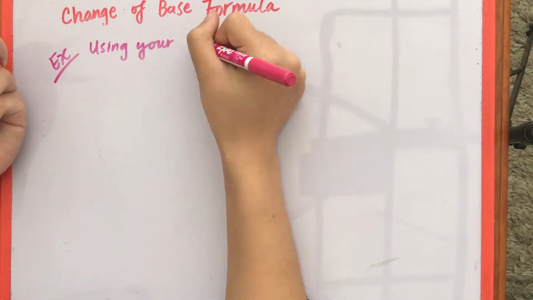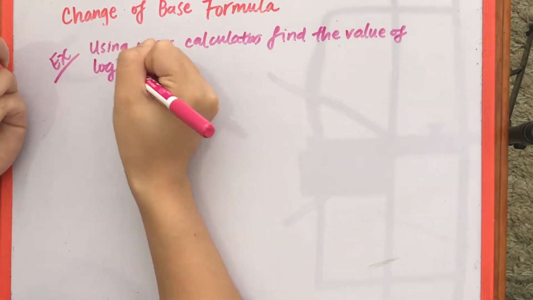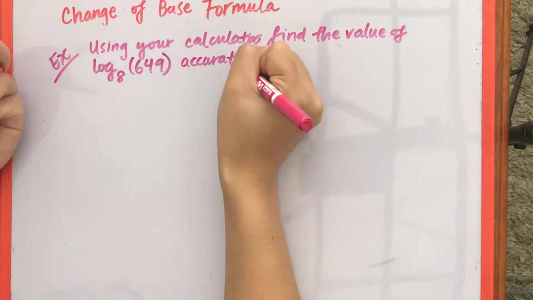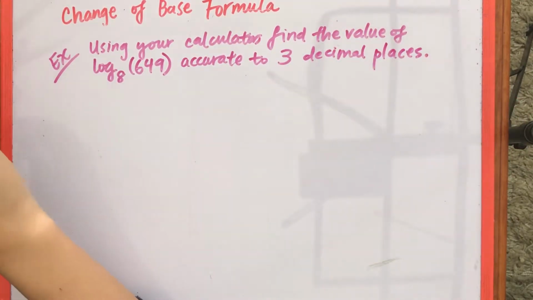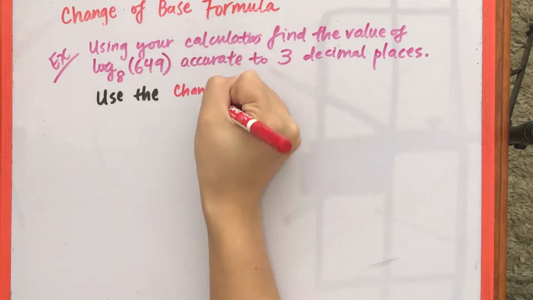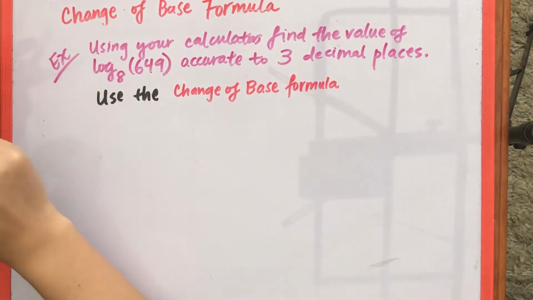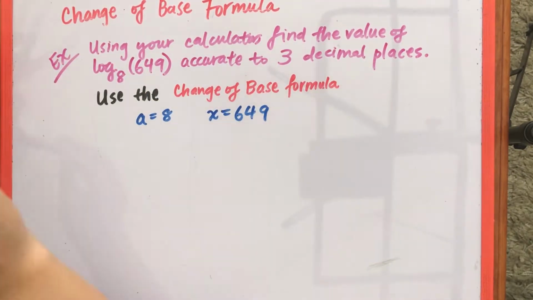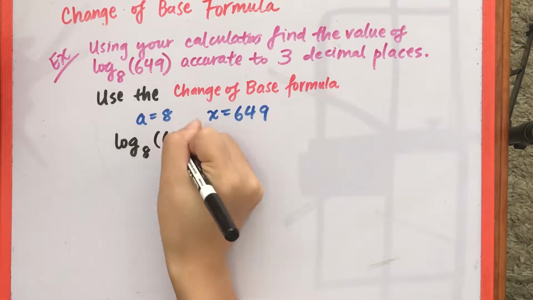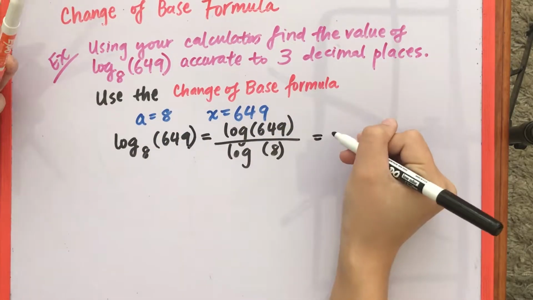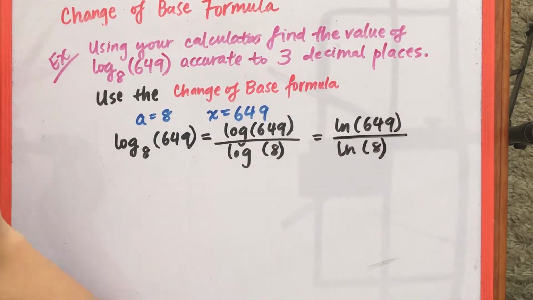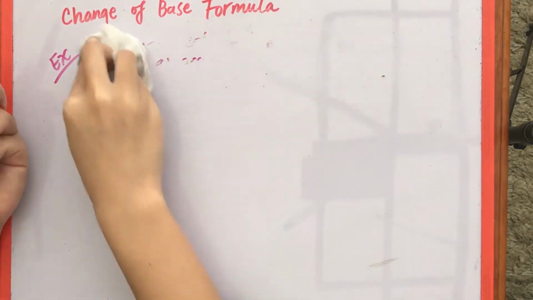First example is, using your calculator, find the value of log base 8 of 649 accurate to 3 decimal places. Use the change of base formula to get this value. If a is 8, x is 649, so log base 8 of 649 is equal to log of 649 divided by log of 8, or natural log of 649 divided by natural log of 8. The answer you should get is 3.114.